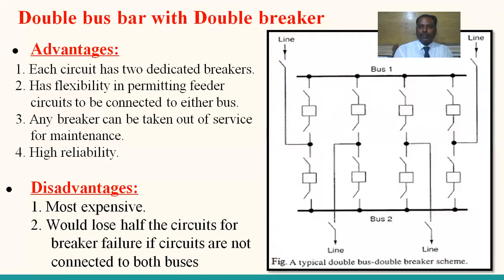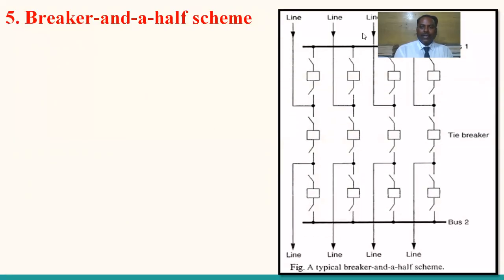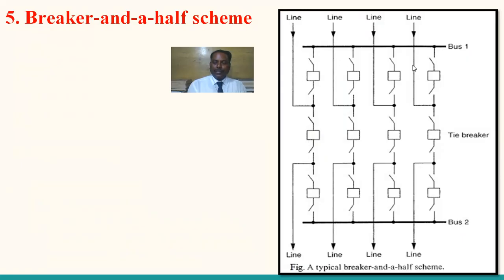Shall we move to the last scheme, which is the breaker and a half scheme. It is also known as the 1.5 breaker scheme. See the connection of this system. Here also two buses are identical buses. See bus 1, this is bus 1. These are the incoming lines, and the outgoing lines you can observe here, and all these are connected through a tie breaker.